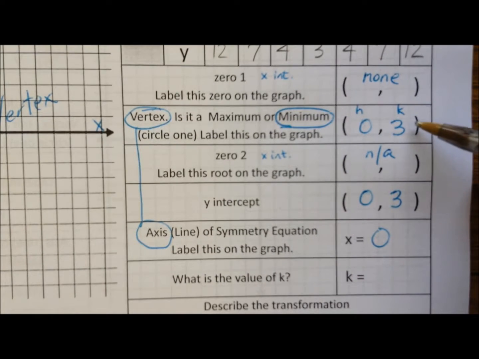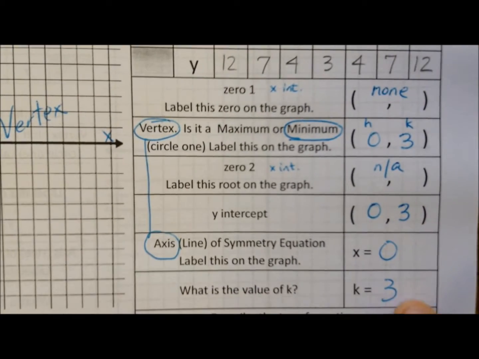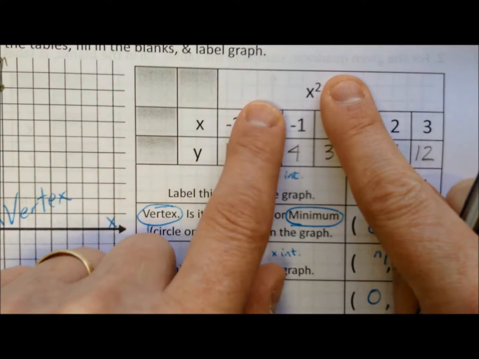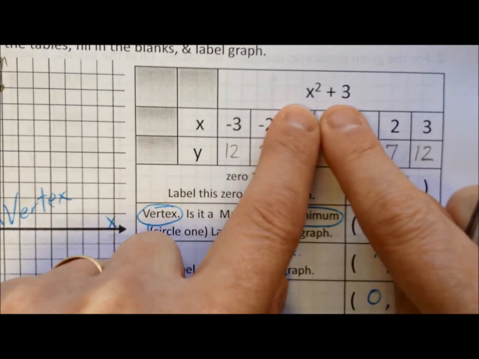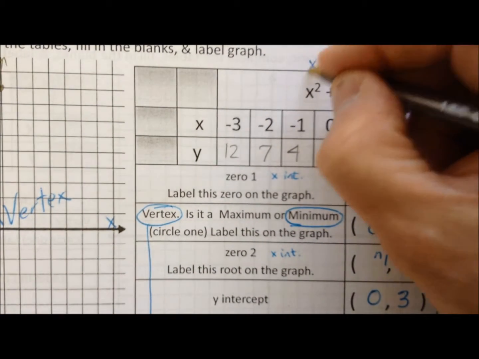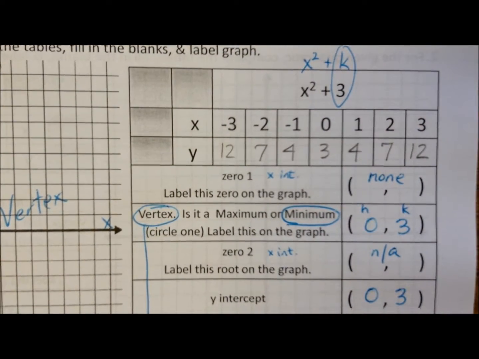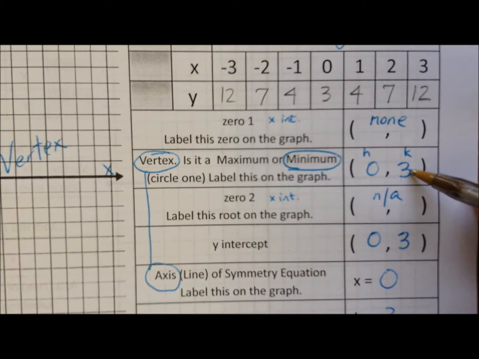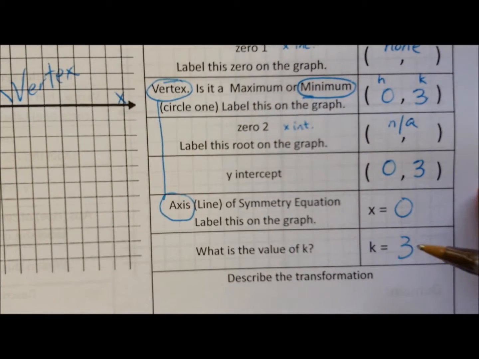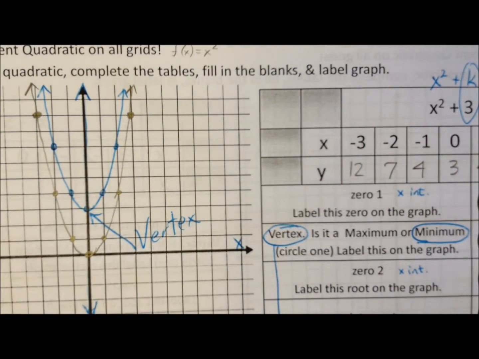Now, what's your value of k? Your k is 3. And I need for y'all to notice that that 3 is the difference between the parent function, y equals x squared, and the one we're dealing with right here. Okay, so this is in the form of x squared plus k, and k winds up being 3. Notice it appears in the vertex as the output. It is the y-intercept value as well, and is the value of k. So, what is the transformation?